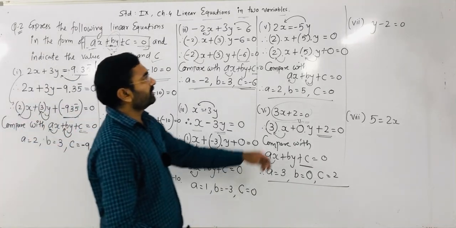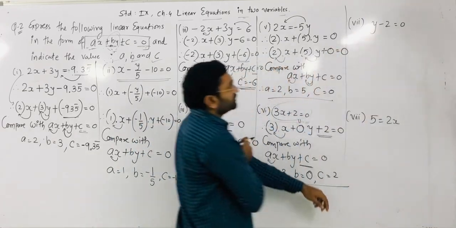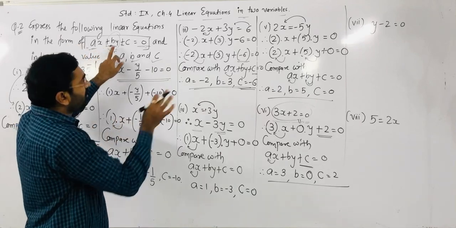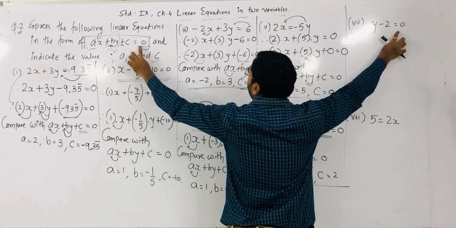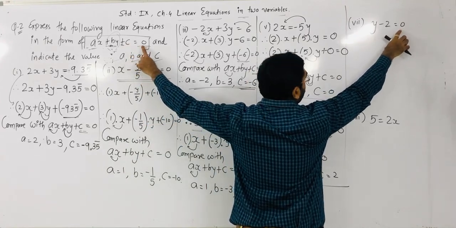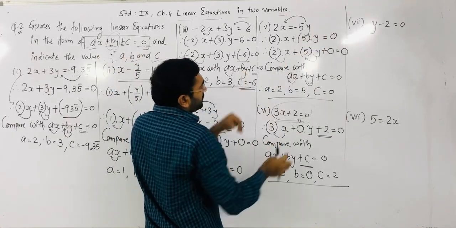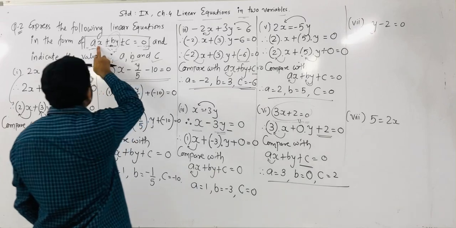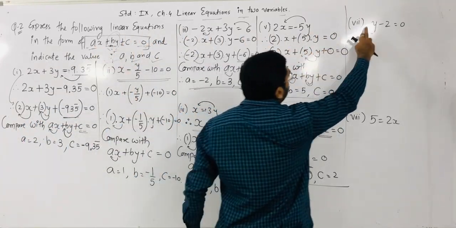Okay. Now same way, see question number 7. y minus 2 is equal to 0. But they said we require the equation in the form. So what you can observe here, the right hand side equal to 0 is given here in the question. But in the left hand side we require three terms. Here they give only two terms. So which term is missing? The x term is not given in our question.